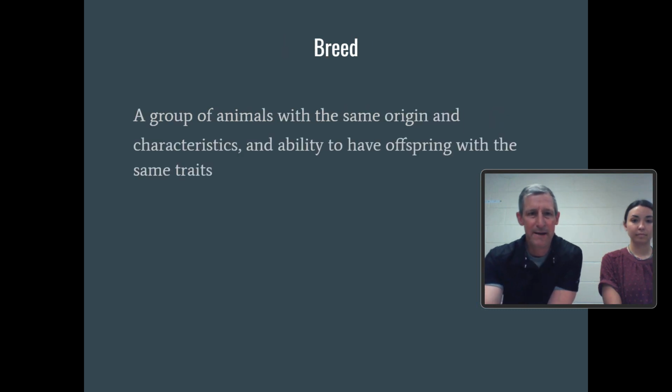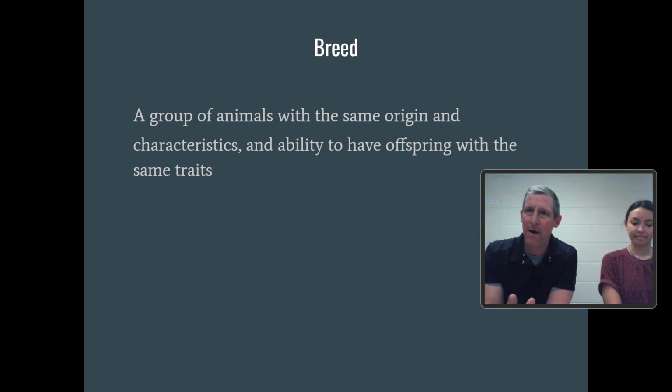So a breed is going to be a group of animals that have the same origin. In other words, the word origin means where they came from. And then they're going to possess the same characteristics. So if they're black, they're all going to be black within the breed. And then the ability to produce offspring with that same trait. I'll give you all just a minute to write down this longer definition. But this is what a purebred or a breed would be.